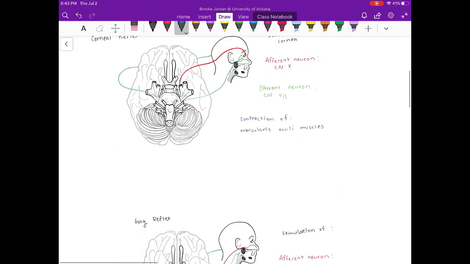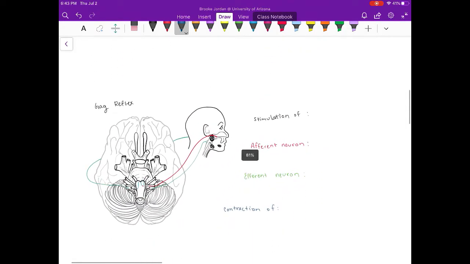Next one we have is the gag reflex, and this occurs from stimulation of the soft palate, and this affects cranial nerve number 9, which sends signals to cranial nerve number 10 to ultimately contract the pharynx, and this gives that hoarse kind of cough sound to the gag.